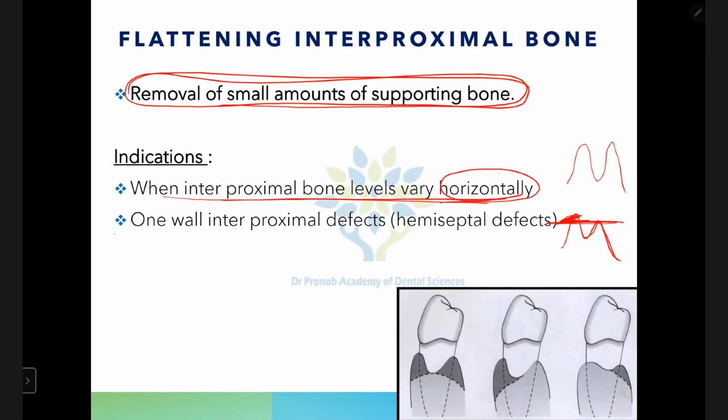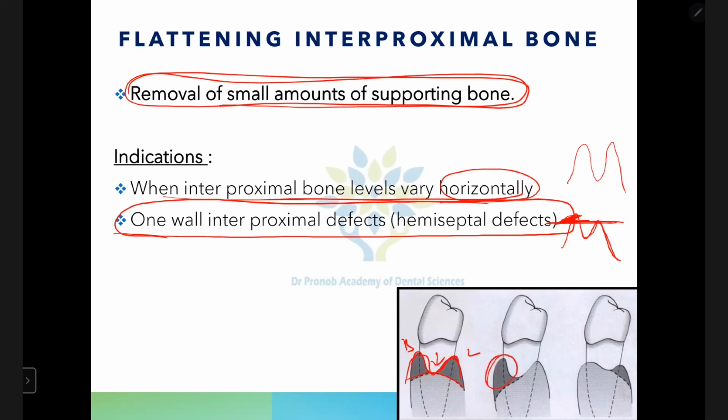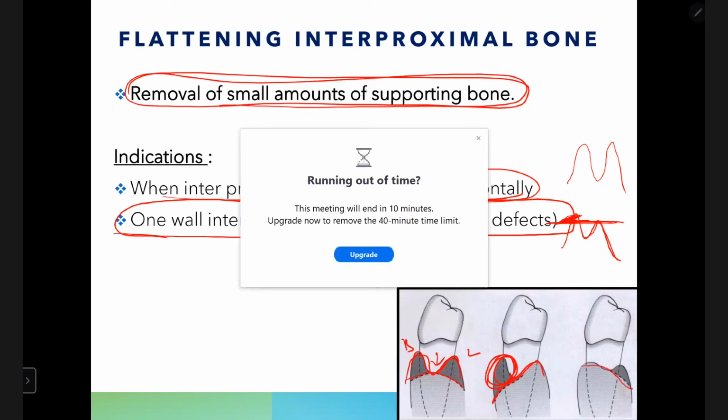In case of one wall interproximal defects or hemiseptal defects also, we will go with flattening of the interproximal bone. Here you can see this is the crater. The buccal wall and the lingual wall are intact, and in between we have the crater. Now how can I reduce this crater? I can remove the buccal bone and shape it like this, or I can remove the lingual bone. This is called ramping: removing only one side of the bone.